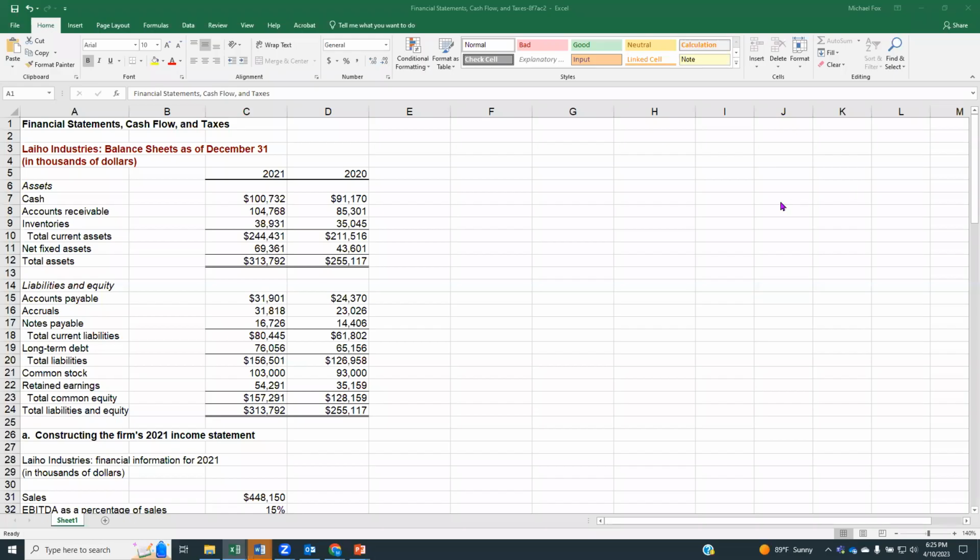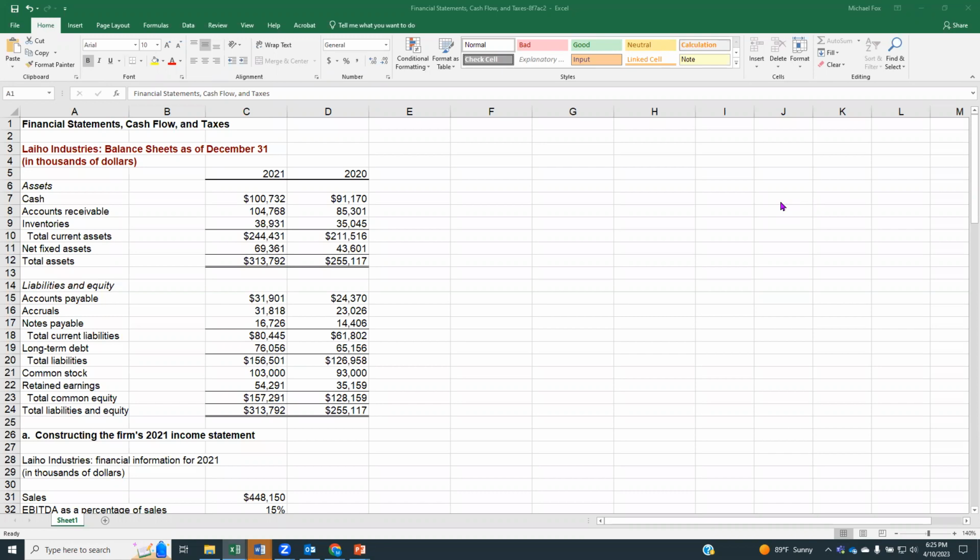Hey everybody, I'm going to walk you through the Chapter 3 Financial Statement, Cash Flow, and Taxes Excel assignment because I know that not everybody feels like they're experts at Excel. I promise you, if you take the effort to learn it, it'll be well worth it to you. And so hopefully, as I walk through this, it will be worth your time to follow along.